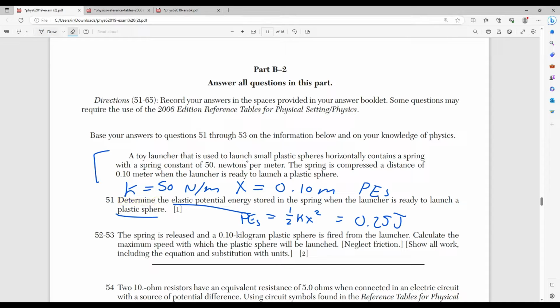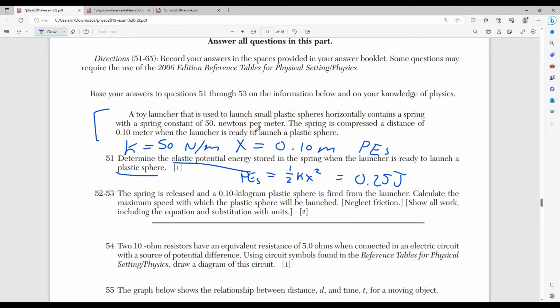Anyways, it'll tell you whenever you need to show work. Like with question 53, it says the spring is released and a 0.10 kilogram plastic sphere is fired from the launcher. Calculate the maximum speed with which the plastic sphere will be launched. Neglect friction. Show all work, including the equation and substitution with units, right? So here, what it's giving us is a mass, which is 0.10 kilograms, and it's asking us for its velocity.